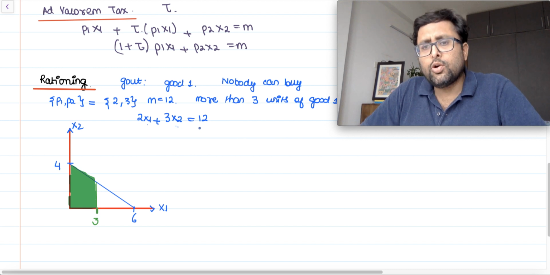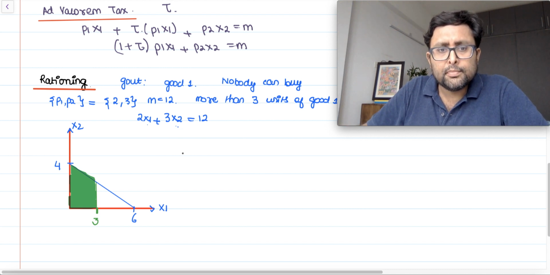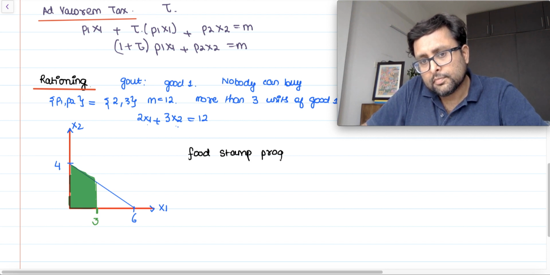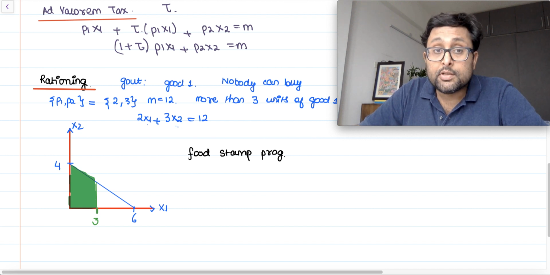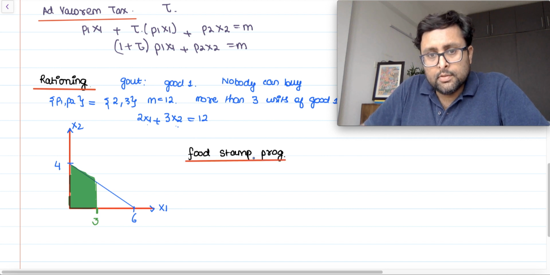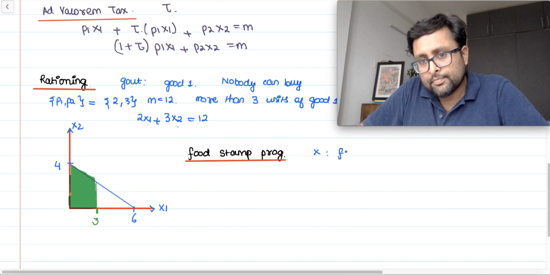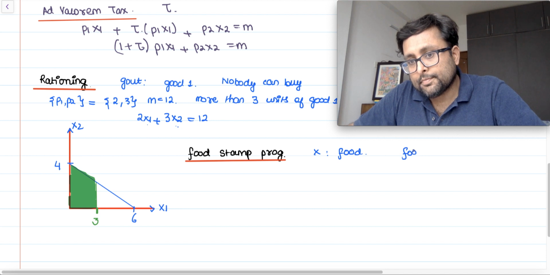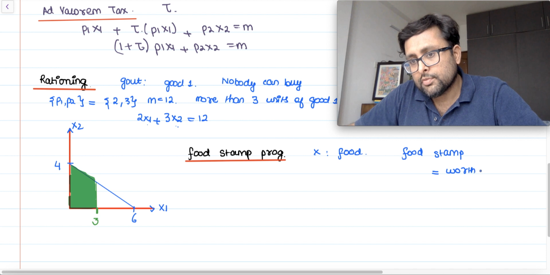Well, let's talk about the food stamp program also. How does this look? Let me just give you an example. Suppose there are two goods. X is food, and the consumer receives a food stamp, and this food stamp is worth 5 units of food.